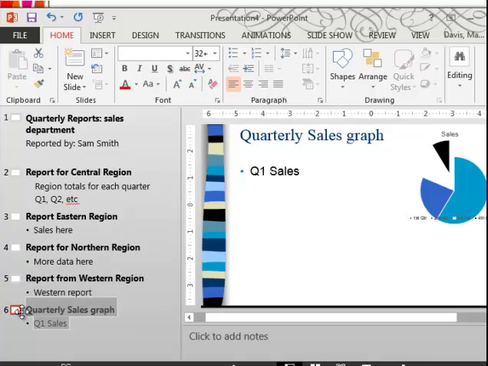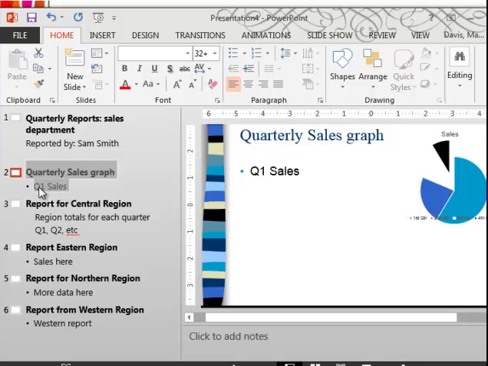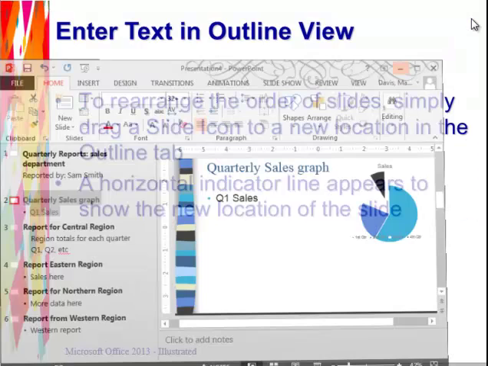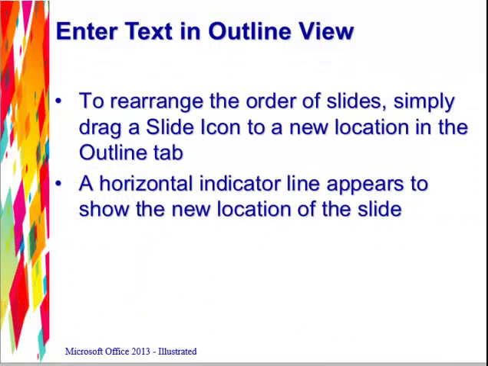And if you want to move slides, say we want to put the graph up secondly, right behind the reports, all you have to do is get this arrow, grab this, and move it up here. You can see that line below the first slide, and it'll actually move that quarterly sales graph up to the second slide. So that shows you how you can move slides around. Real easy in the outline view. So let's go back to the slides.